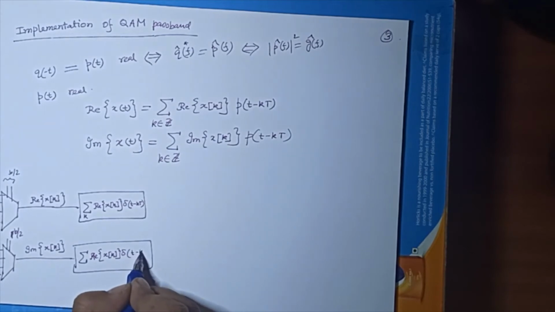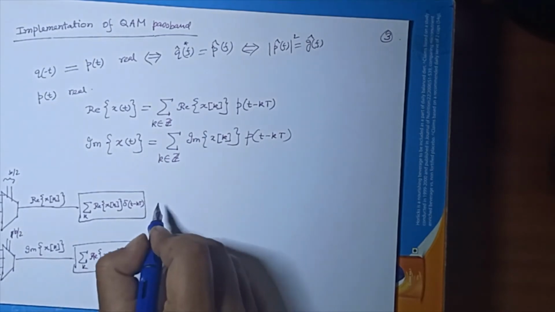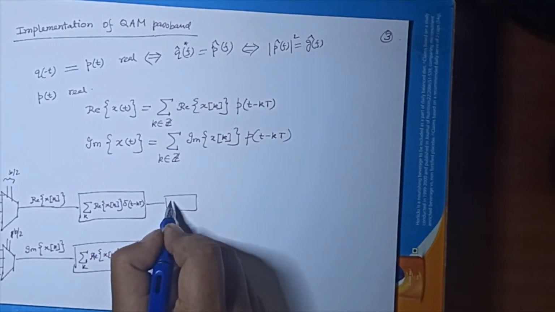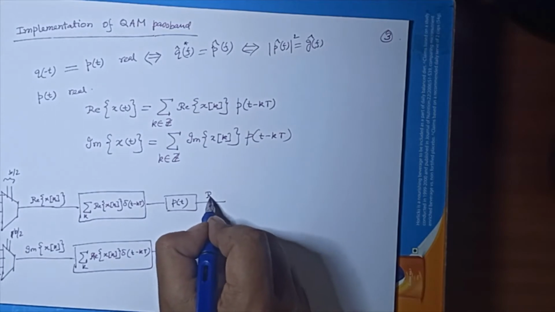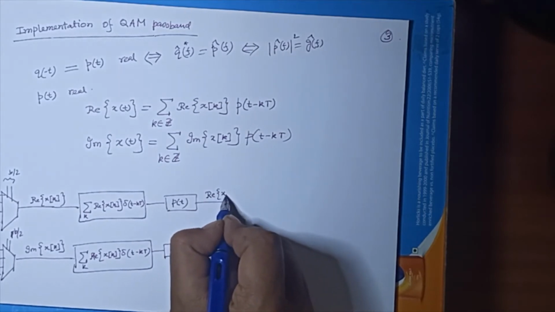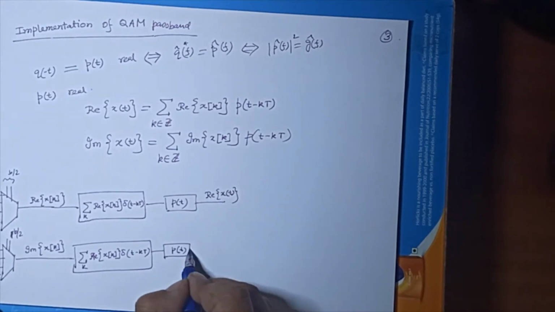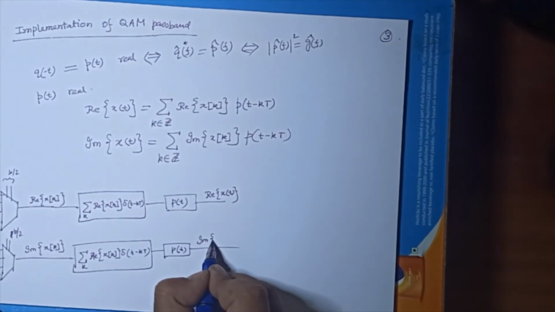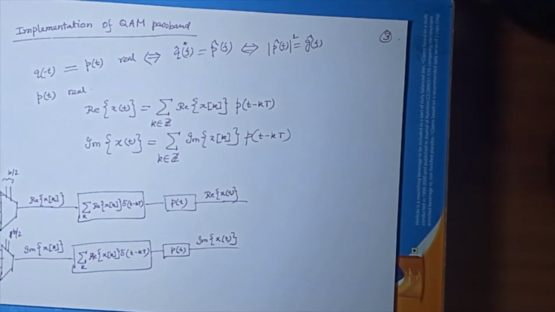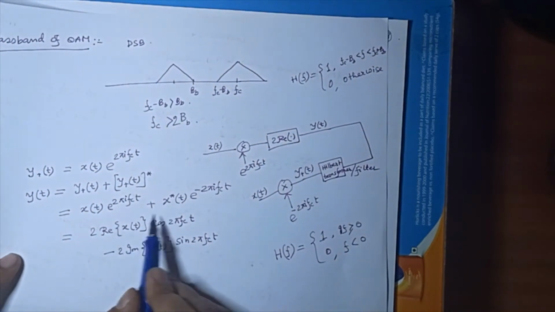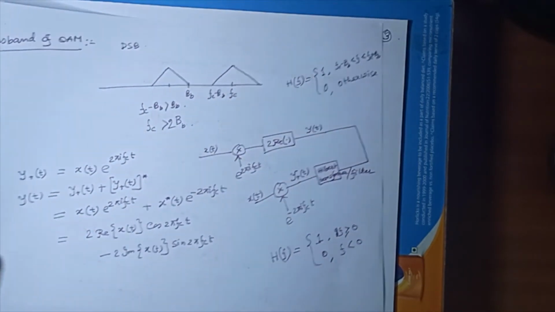Delta t minus kt for all k. Then you pass it through the channel, through the filter PT. So you get this, which is basically real of x, and this is basically imaginary of x. Now what? Now I multiply the other page. So you multiply cosine with this and sine with this.